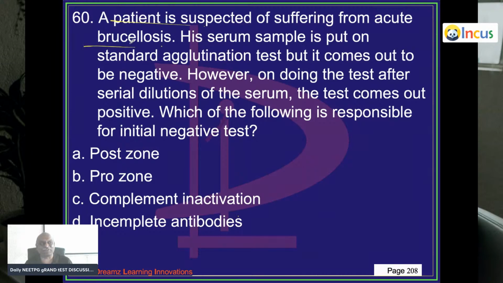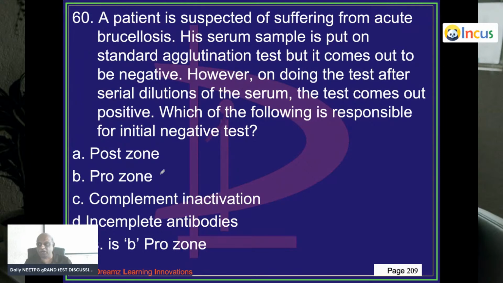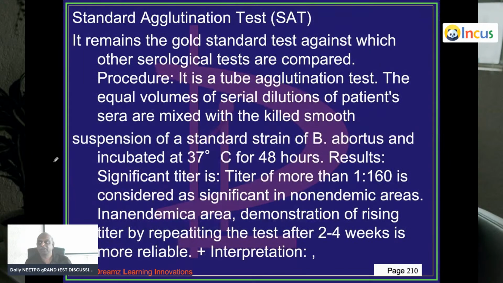Patient is suspected of suffering from brucellosis. Serial dilution of the serum, the test comes out to be negative. What is responsible for the initial negative test? It's called the prozone phenomenon. Whenever you are doing an agglutination test, it is the gold standard test against which all other serological tests are compared. She is the younger sister in the family who is very bright and studies so well, goes to medical college, and we don't even qualify. So that is the gold standard against which we are compared. It is a tube agglutination test.